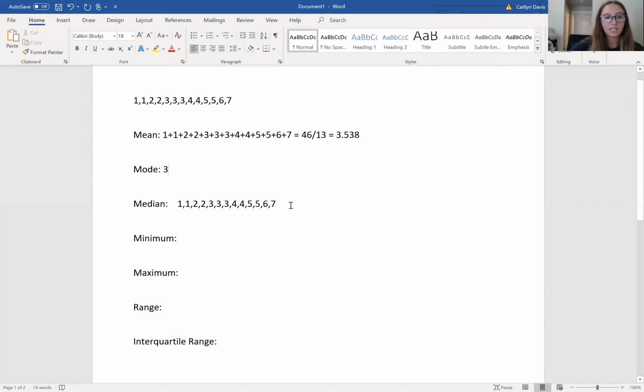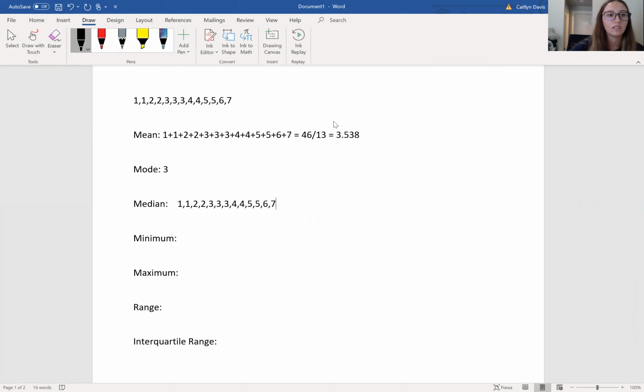So for our median, I'm going to draw on this. What we do is we end up taking the middle of the data. So we'll cross that one out, cross that one out, cross that one out, then that one, there, there, until we get 3. Now we will say that our median is 3.